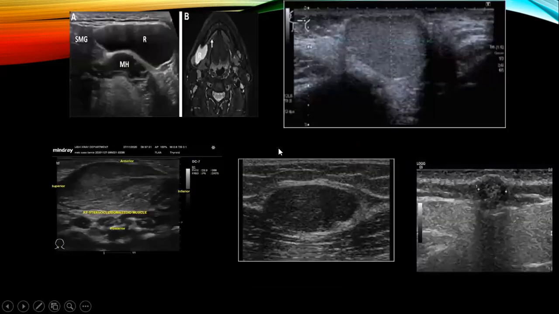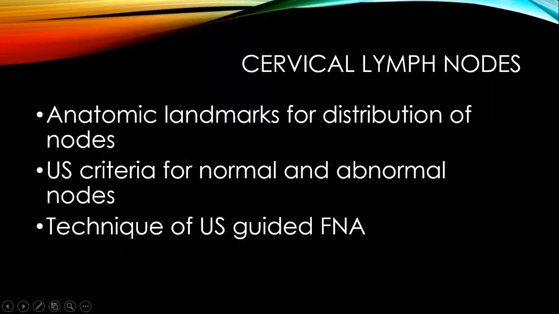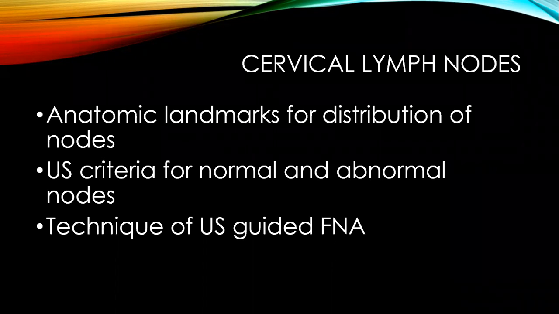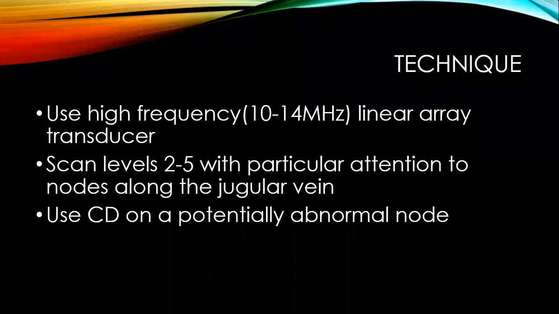Then we can move on to cervical lymph nodes. On cervical lymph nodes, we are going to talk about the anatomical landmarks for distribution of the nodes. We are also going to talk about the criteria for normal and abnormal nodes using ultrasound. We are also going to talk about the technique for USS-guided fine needle aspiration.